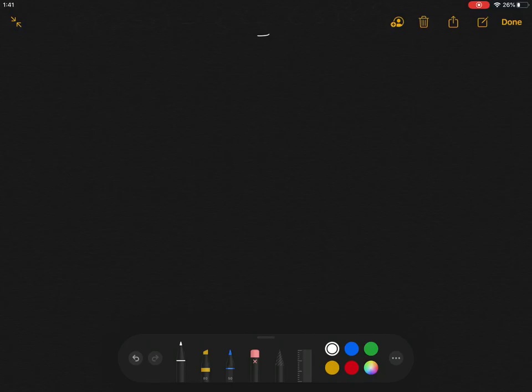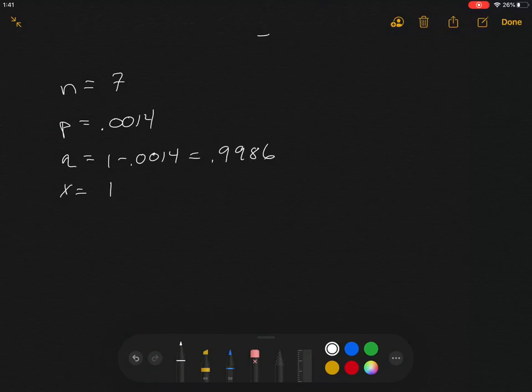This is a binomial experiment. And so we have n, p, q, and x to find. So n, the number of trials, is 7. The probability of winning is 0.0014. 1 minus 0.0014 is 0.9986, and then the number of successes is 1 full house among 7 trials.